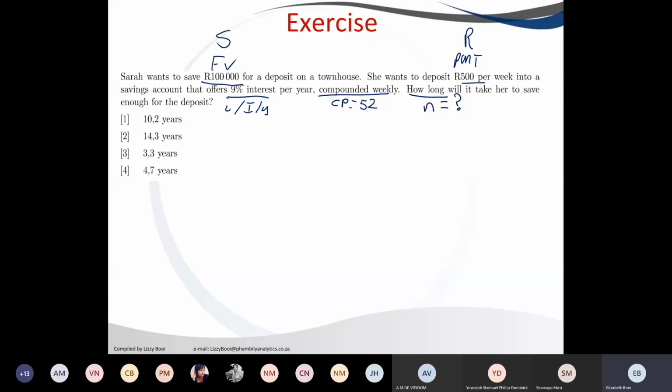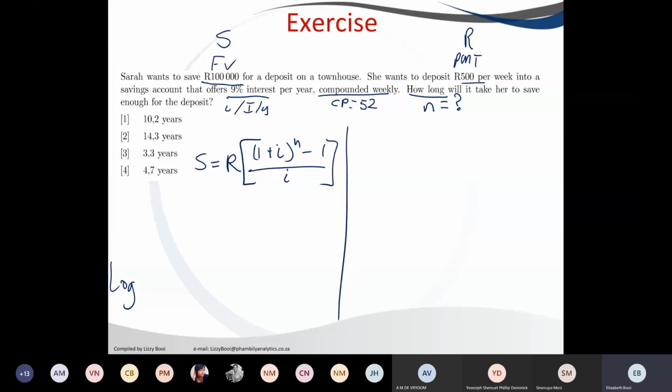So the formula to use, S is equal to R times (1 plus i to the power n minus 1) divided by i, which is the easiest formula. But remember, you are looking for n. You need to make n the subject of the formula. n is in the power, so remember, you need to use the log to bring n down to be the subject of the formula. You will have to use the rule or the logarithm law.